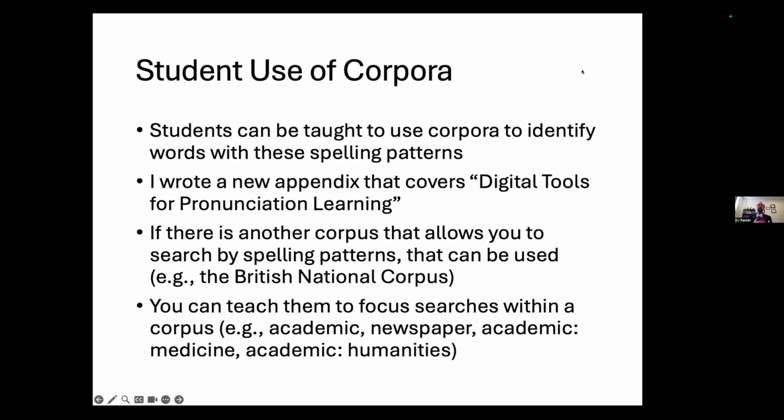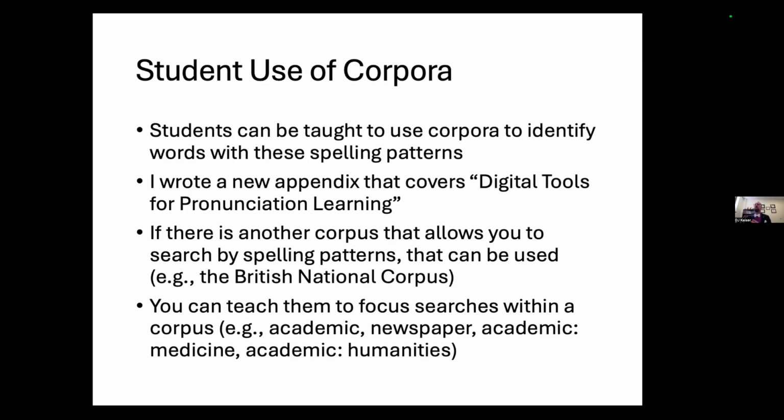Then I'm a big proponent of helping students learn how to use corpora. And so in our TESOL program, we teach our teachers how to then teach their students how to use corpora, and we work with COCA. I ended up writing a new appendix for my book called Digital Tools for Pronunciation Learning, and have recommendations for using COCA, and then also for using Youglish. And I'll talk about the intersection of COCA and Youglish, and then the BNC and Youglish, so the British National Corpus.